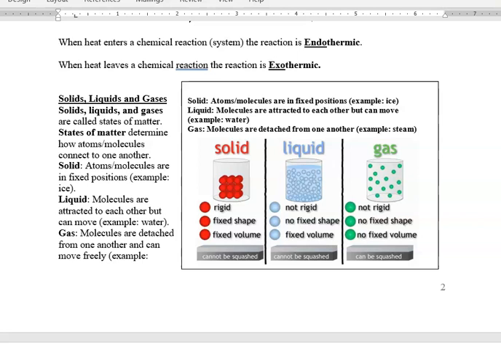Liquid molecules are attracted to each other through intermolecular forces, but very loosely. So they stick together, but they can move around each other. And that's why you can slosh a glass of water around. So that's a liquid. And then gas molecules are completely detached from each other. As long as you keep the temperature high enough and the pressure low enough, they'll want to fly around and not get attached to each other.